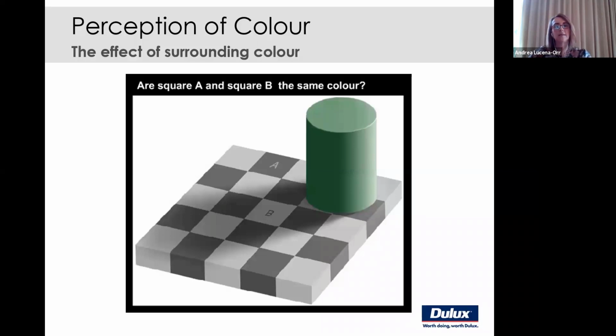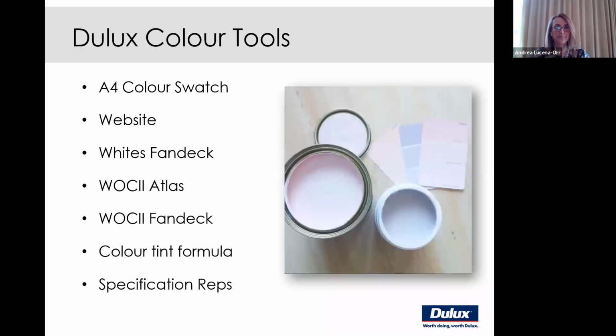And here we have this green cylinder, which is casting this shadow on this checkerboard. When I click on this, you will see that the A and B are actually the same tone, and it's purely the shadow which is changing the way it visually looks. So this is why shadow lines are really important, especially when you're doing really large projects.